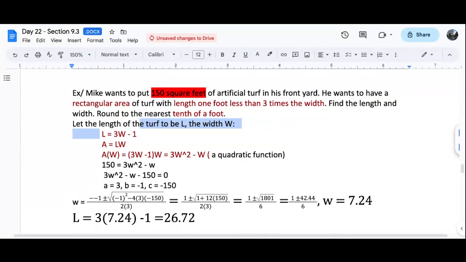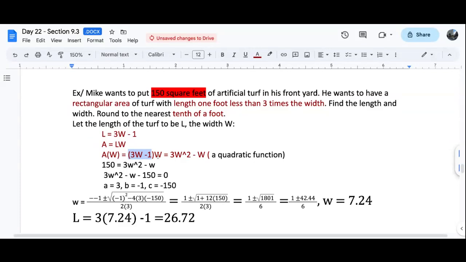And then we know the formula of area for a rectangle is length times width. So A equals LW. But now we want A to have only one variable, so we can make A a function. So what do we do now? We use the relation, right? Because L equals 3W minus 1, we just change L to be 3W minus 1.